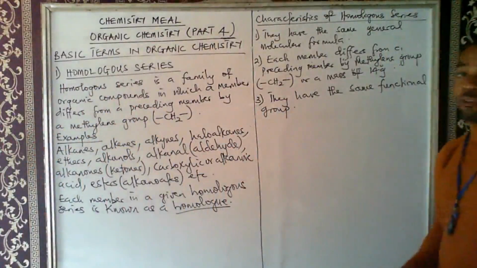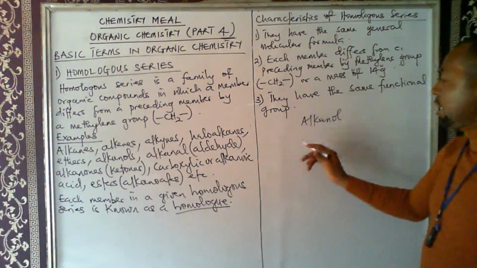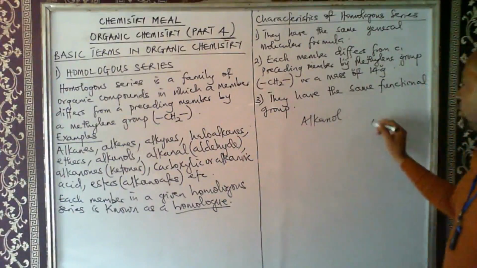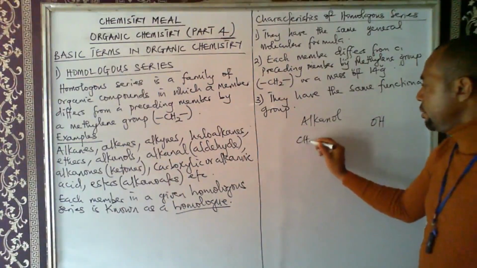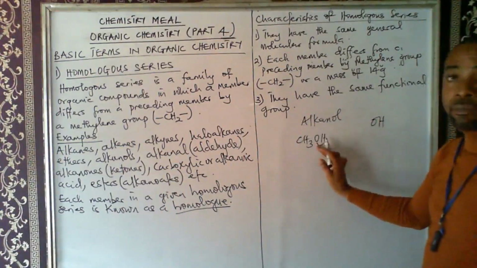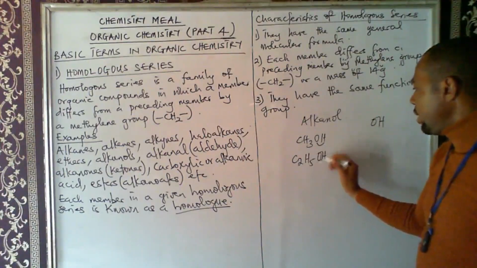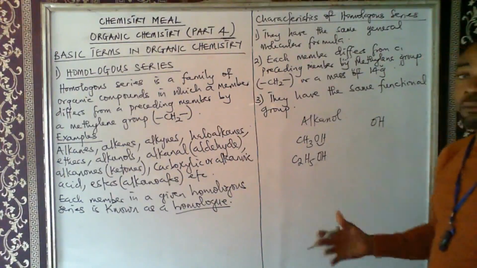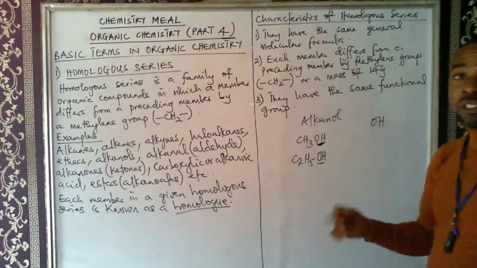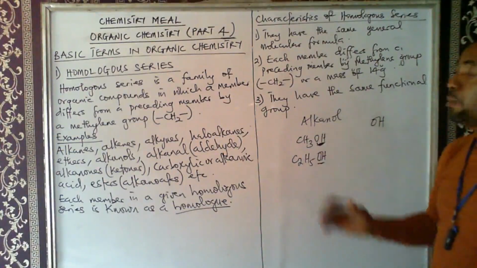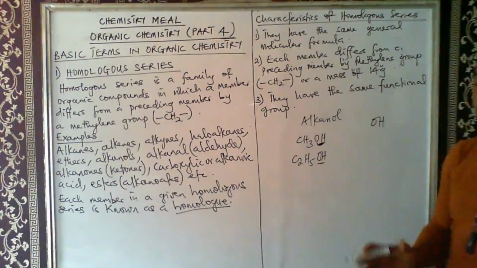If you take alkanol, for example, as a homologous series, you will notice that all the members here have the functional group, which is the hydroxy group. Take, for example, methanol. It contains this OH. You talk about ethanol. It contains this OH. You see it? Propan-1-ol, propan-2-ol, or butanol, all of them, the functional group remains the same. So in a homologous series, all the members must have the same functional group.